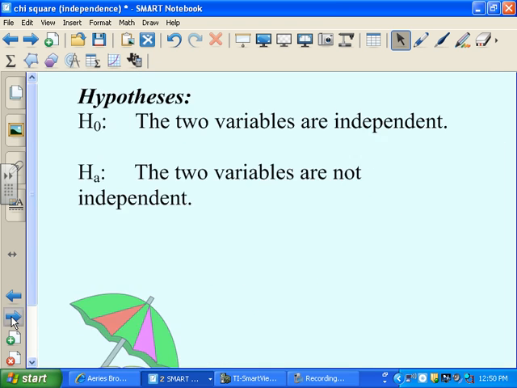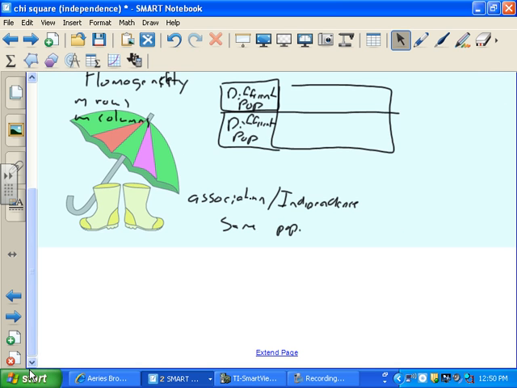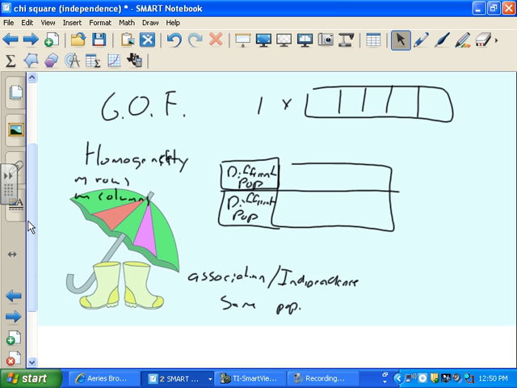Here's how the association or independence will work. Goodness of fit, homogeneity, or association/independence. Those two are kind of the same. These two will use the matrices. This one will not. That's only going to be a one row, multiple columns. That's goodness of fit. These two are related. The homogeneity has different populations, dentists and consumers.